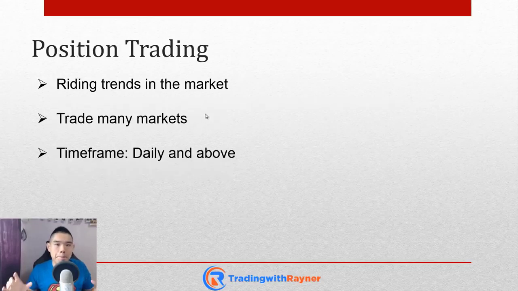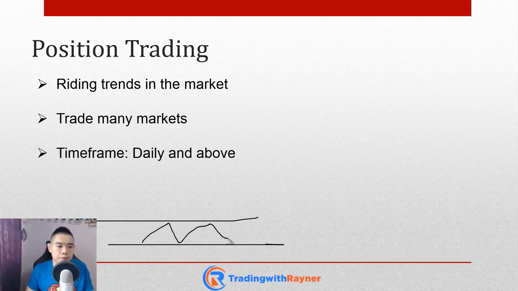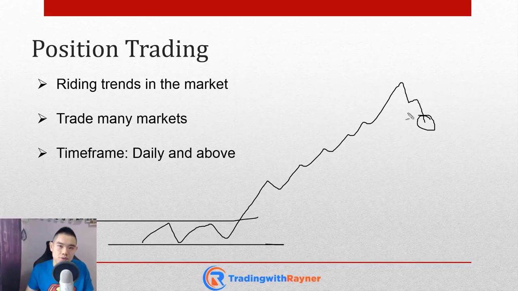Moving on, position trading. So what is position trading? You can think of it as trend following, basically riding trends in the market. Just an example: let's say the market is in a range, then it breaks out, trends, then it reverses. So you exit somewhere here after the market shows signs of reversal, when it has hit your trailing stop loss. This is what position trading is all about.